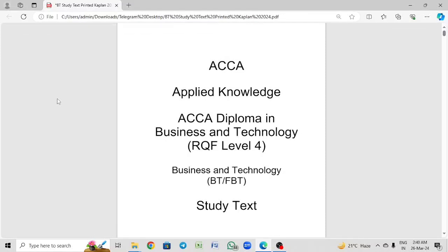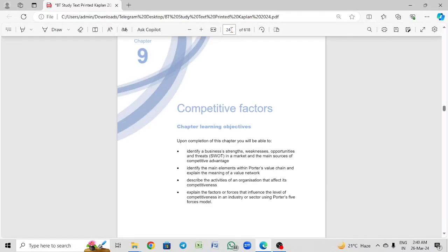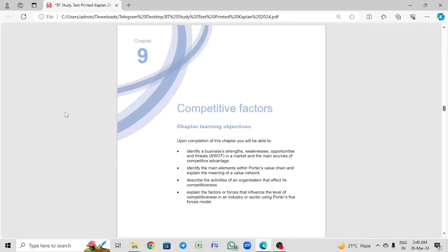So let's start today's video with ACCA F1 Business Technology chapter number 9, which is the competitive factors. What are the competitive factors that affect business operations? What are the factors that affect the level of competition in the market? What are the various ways through which the business can improve its competitive edge over the other competitors in the market?